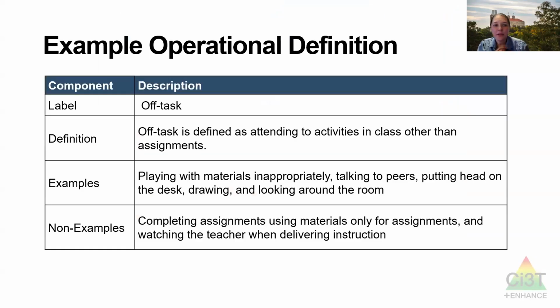So operational definition, here's an example with off task. So that label, we're calling it off task. The definition, it's attending to activities in class other than the assignment. Examples would be using materials inappropriately, talking to your peer, putting your head down, drawing, looking around the room. And then non-examples would be doing the assignment, using the materials only for their intended purpose, watching the teacher, or kind of looking at a peer if you're having a peer conversation.